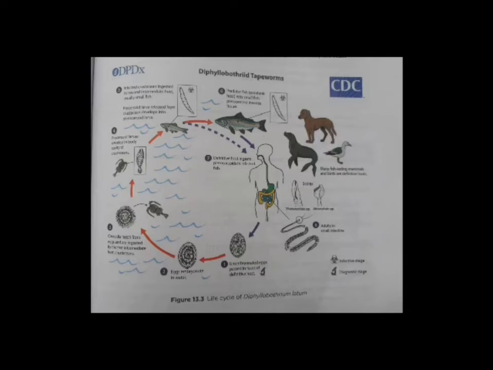If the eggs come into contact with fresh water, the coracidium hatches and is ingested by the first intermediate host, a tiny crustacean called a copepod. After ingestion, the coracidium develops into the larval stage called the procercoid. The copepod is eaten by the freshwater fish, which is the second intermediate host, where the procercoid develops into the plerocercoid. Definitive hosts for the parasite are humans and other fish-eating mammals such as dogs, cats, bears, and seals.